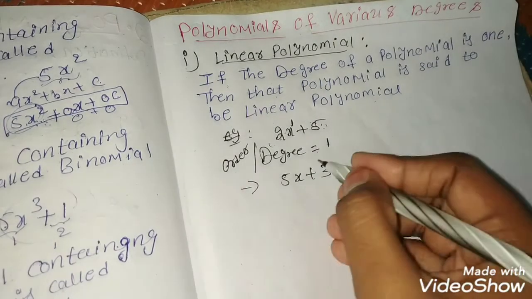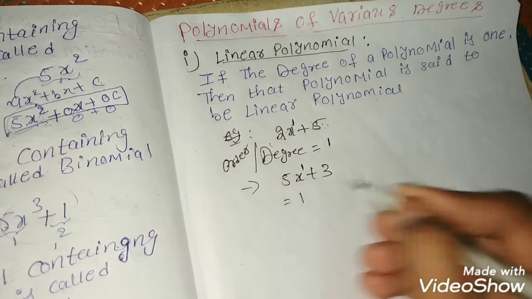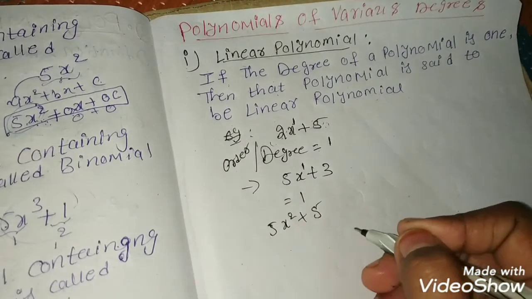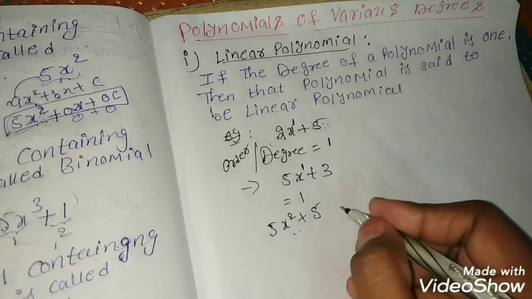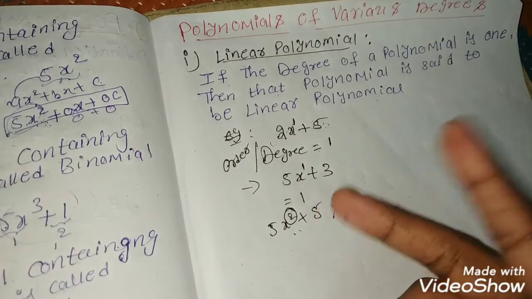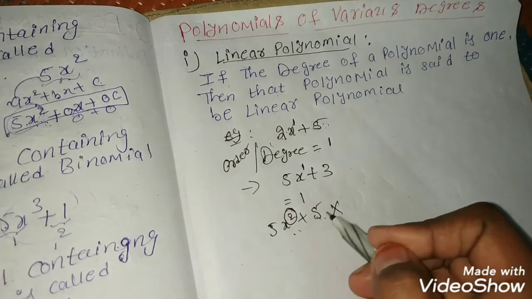Yes, of course, because the order is 1. Let's check 5x square plus 5. Is this a linear polynomial? No, because the order is 2. The order is 2. So, this is not a linear polynomial.